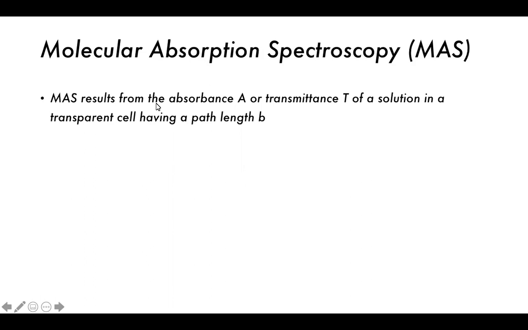So this molecular absorption spectroscopy is really fundamental to a lot of what we'll be discussing. So MAS results from the absorbance A or transmittance T of a solution in a transparent cell having a path length B. So this is the absorbance that we get from our solution. In the case of infrared spectroscopy, the energies we use are much lower than those in, for example, UV-vis spectroscopy, but they're still nonetheless very useful.